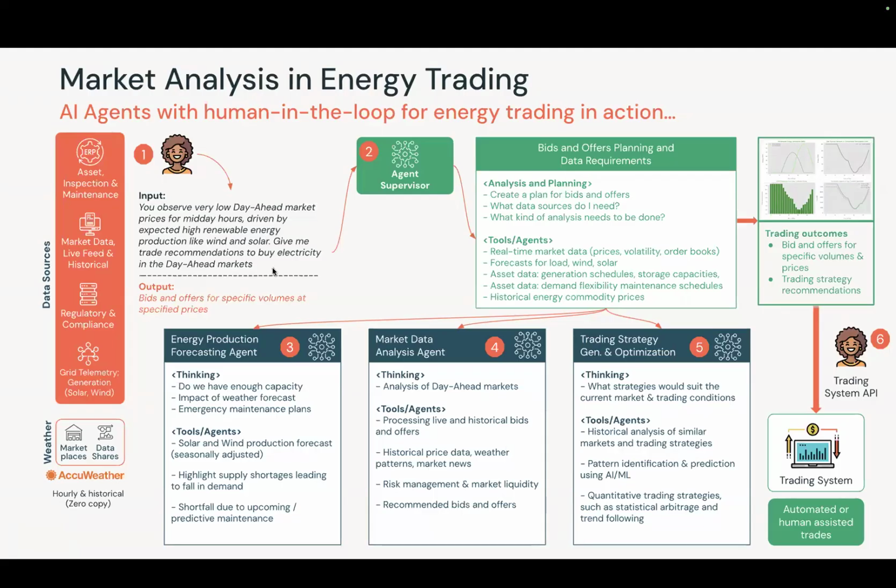So, the way we would do it and recommend is to have one agent who does energy production and forecasting. This agent has a very specific job. It will take the data sources around production, forecasting, weather, and maintenance schedules, gather all these data sources and insights, and come up with the recommendations of the net shortfall or surplus for the day ahead trade. So this agent has one specific task.